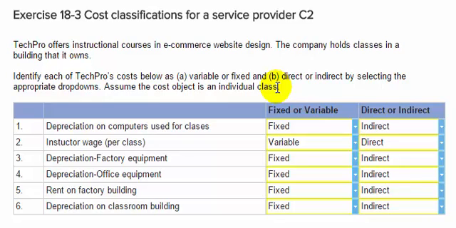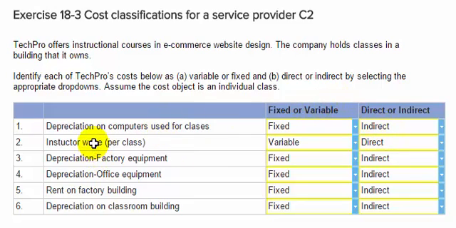Alright, so we've got to figure out these 6 items, and let's see what our first one is. Depreciation on computers used for the class. Well, if the cost object is an individual class, then that would be considered like our factory, or the port where things are going on, where things are happening. So this would be a fixed cost since it's a depreciation expense, and this is not a direct material or a direct labor, so therefore it would be considered an indirect cost.